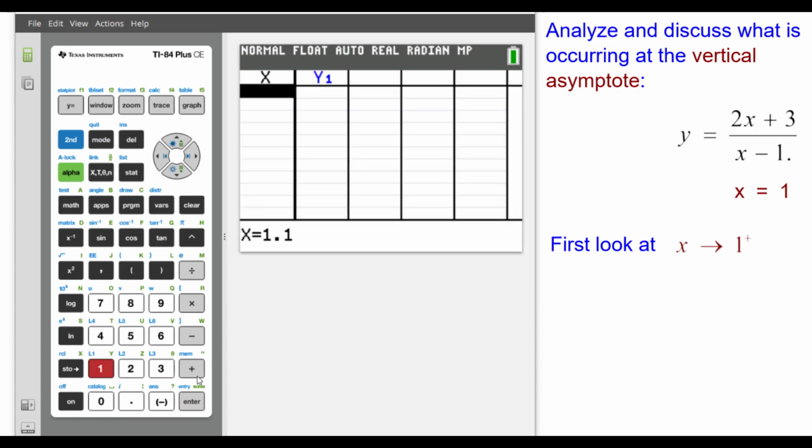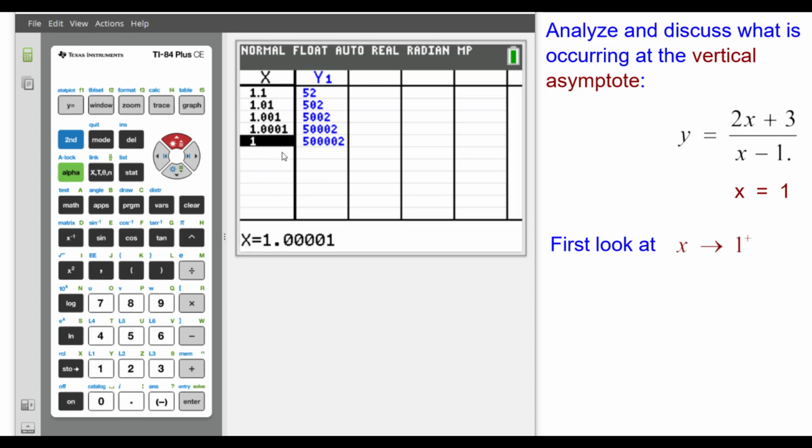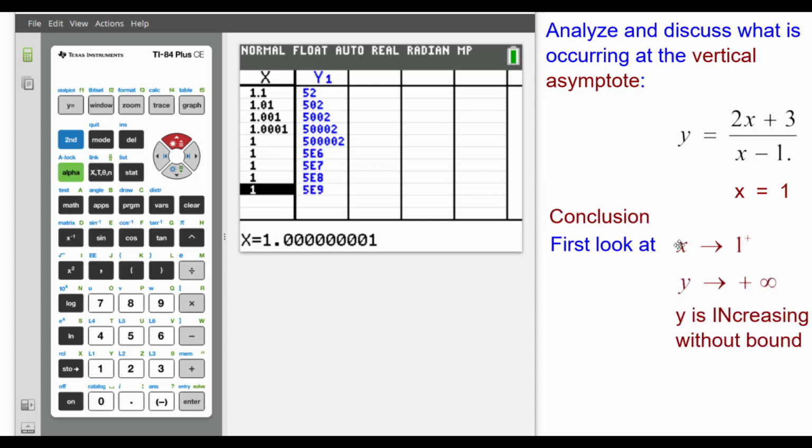We will use the table ask feature, so 1.1, 1.01, and so on. And I typed a few more in, and you can see I'm running out of width here, but I can still get the number by sitting on top of it. So my conclusion: as x approaches 1 from the positive side, y is increasing without bound.